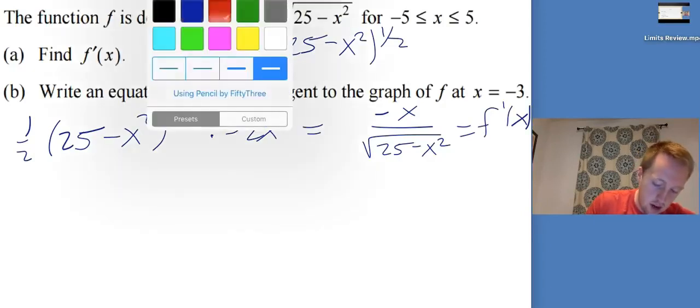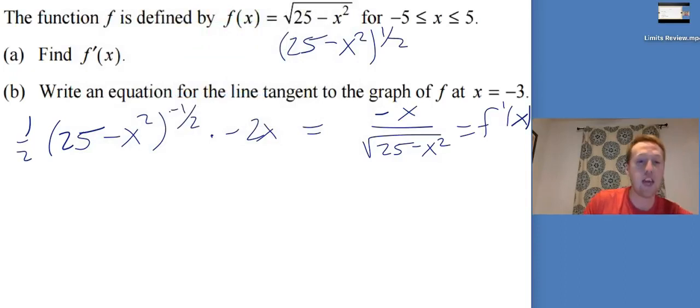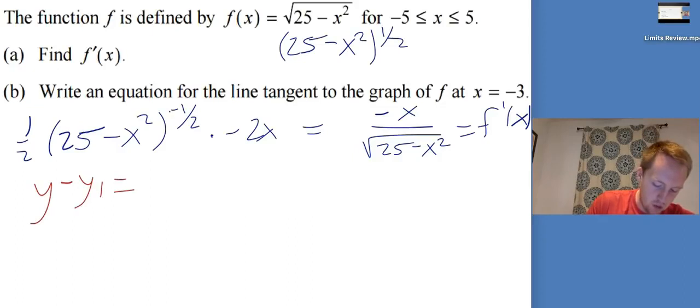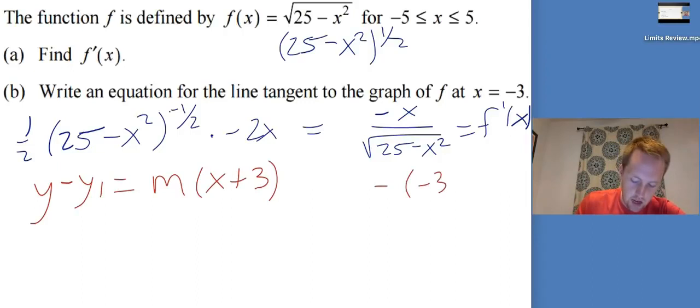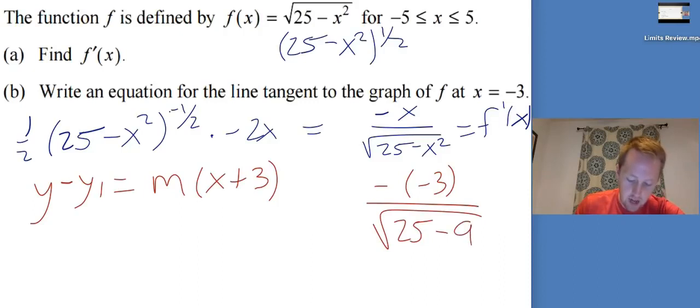Okay, now I want to get the equation for the tangent line at x equals negative 3. So I'm going to do y minus y1 equals m times x minus negative 3, which is x plus 3. Okay, to get the slope, I just have to plug it into f prime. So that's negative 3 over square root of 25 minus negative 3 squared, which is 9. So that's going to be 3 over 4.